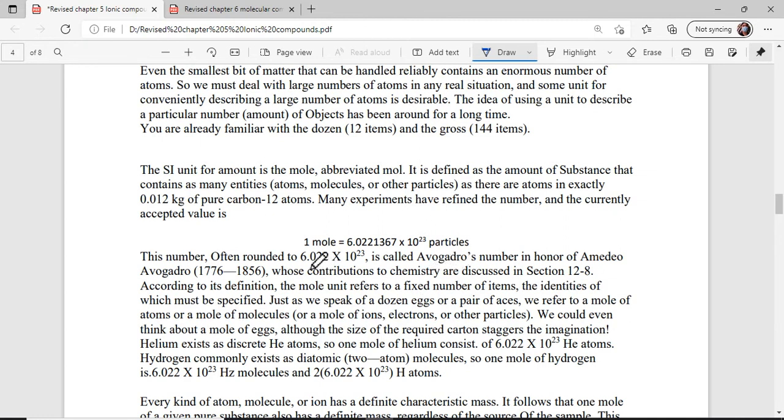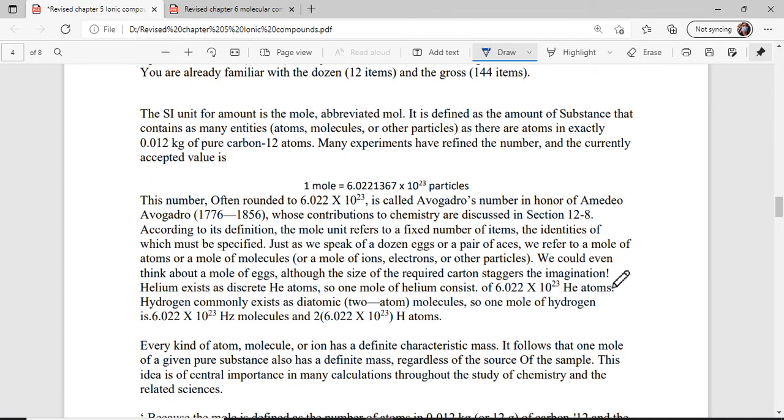Okay, the Avogadro's number, in honor of Amadeo Avogadro, whose contribution to chemistry is discussed in the next section. Okay, according to this definition, the mole refers to a fixed number of items. The identities must be specified, just as we speak of a dozen eggs or a pair of aces; we refer to a mole of atoms, or a mole of molecules, or a mole of ions, electrons, and other particles. We could even think about a mole of eggs; the size of the carton required staggers the imagination.